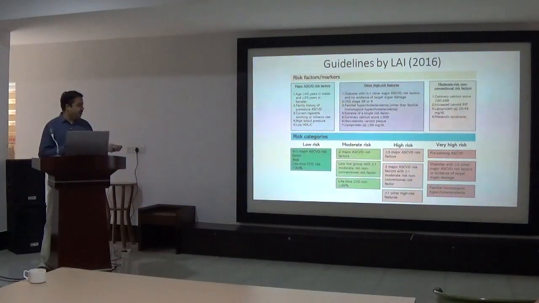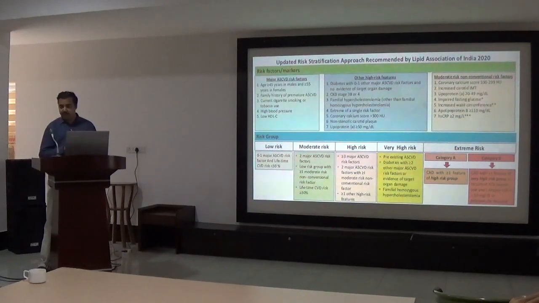2016. Again, it is divided into more or less the same categories: low risk, moderate, high, very high risk. We will not discuss this because this guideline has now been updated in 2020 and it has added two more subgroups. Extreme risk group, again divided into category A and B. Here the target is a little bit even lower, somewhere around 30.